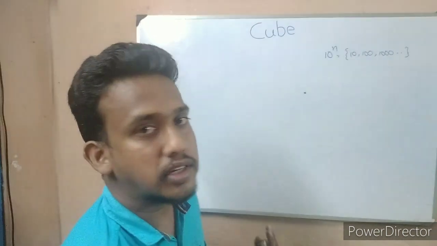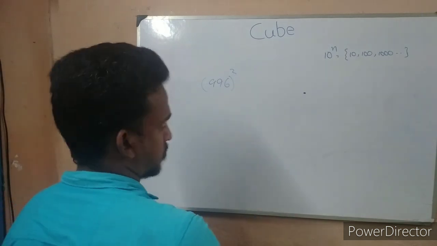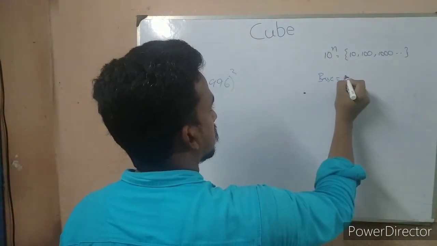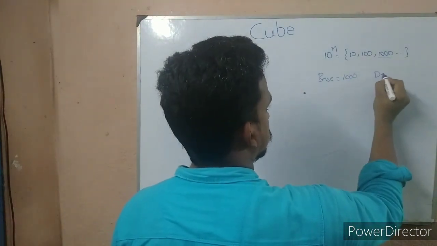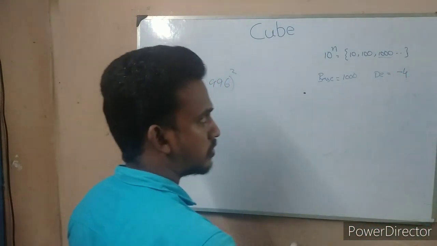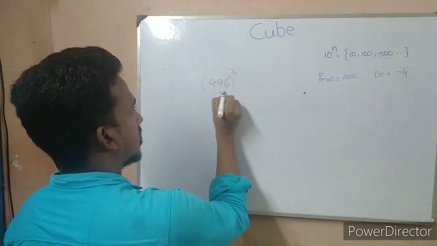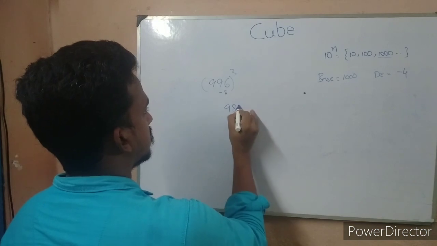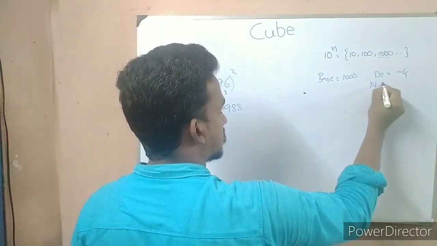So let me take another example here, right? 996 cubed. So what will the base be? The nearest base will be 1000. We will have a deficit. What's the deficit here? Minus 4. So double the deficit, which will be minus 8, which results in 988. So we will find the new deficit.